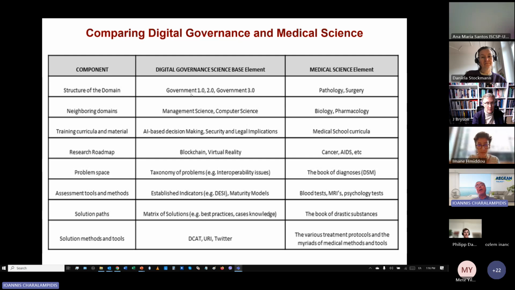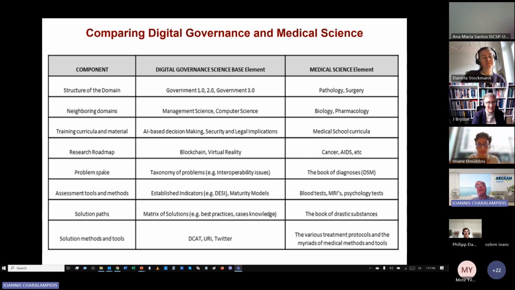So structure of the domain, we call it now we have the generations of government, which is a view of the structure. I will show you right after. Government 1, government 2, government 3.0. Okay, the others have pathology, surgery, they have their own subdomains. We have neighboring domains, we have training curricula, the similar way that a medical scientist also will have access to. We have research abroad, we're trying to solve big issues. We have some smaller issues and some holy grails, how to engage and how to make all the government, for example, information systems run on a blockchain, if you need that, if someone needs that.